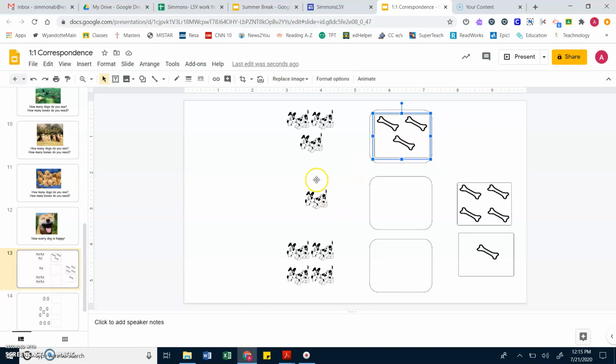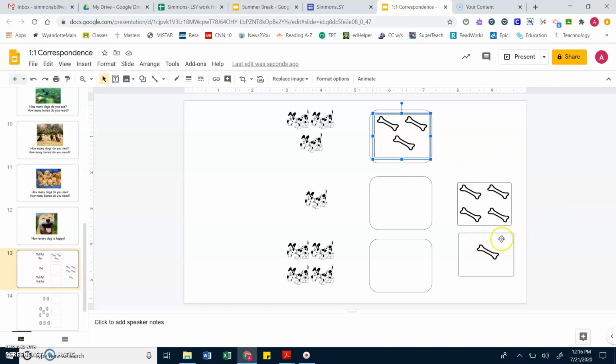Our next picture is of 1 dog, so we'll count 1. So if there's only 1 dog, they only need 1 bone. So we need to find the picture that has 1 bone. Let's look at this picture. 1, 2, 3, 4. So there is too many bones. There's 4. We only need 1.